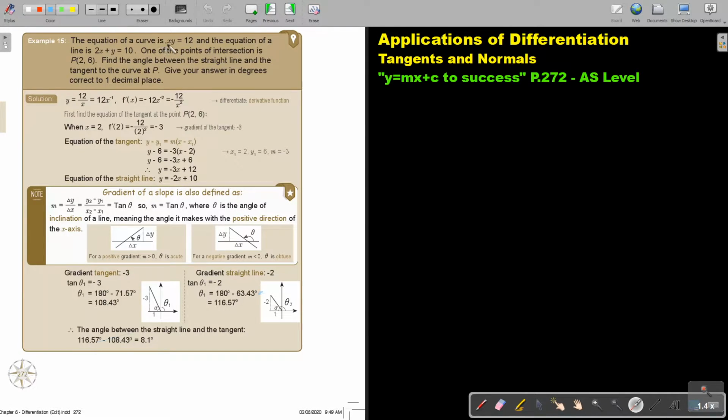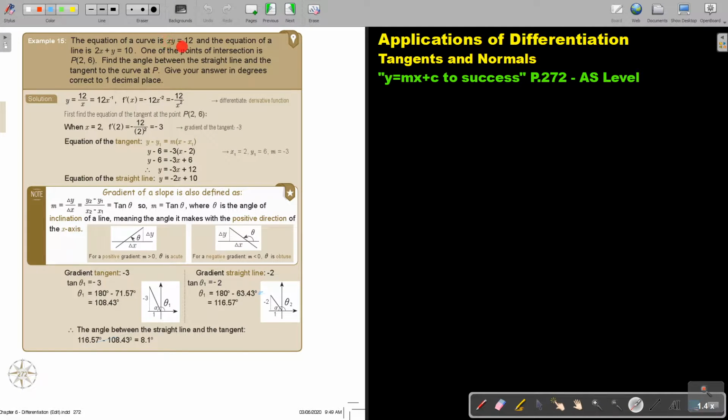The equation of a curve is this, and the equation of a line is this. One of the points of intersection is this. Find the angle between the straight line and the tangent to the curve at P. Give your answer in degrees correct to 1 decimal place.